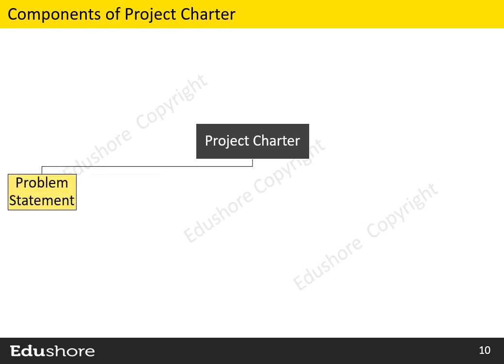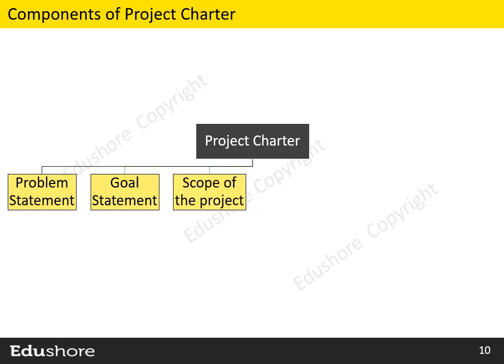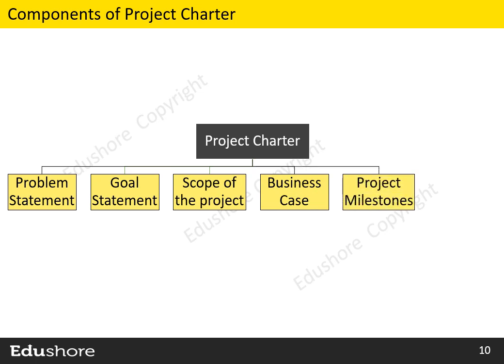A project charter is an executive summary document which clearly describes all the details about the Lean Six Sigma project. The project charter has the following components: problem statement, goal statement, scope of the project, business case for the project, milestones, and the team structure for the Lean Six Sigma project. We will understand each component in detail now.